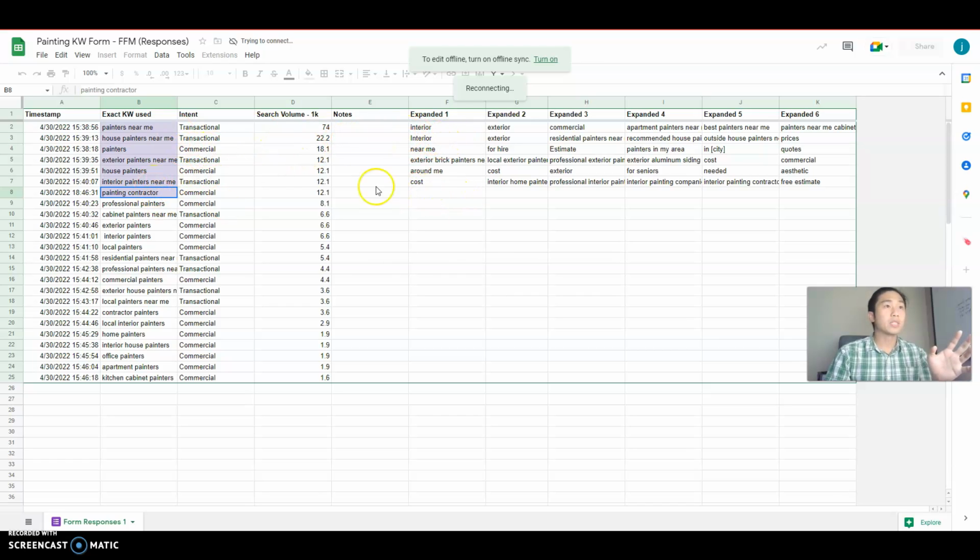It doesn't have to be necessarily these expanded keywords, but you can think about writing that in and weaving that in within the H3 tags or the descriptions or the content itself.